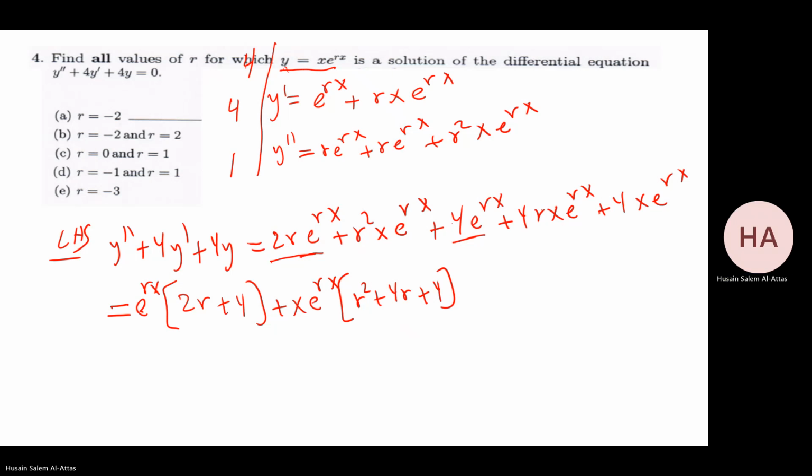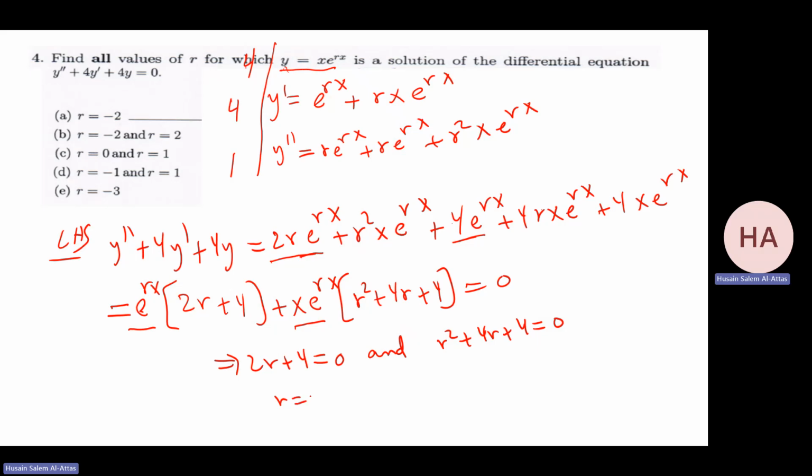I know this is true for all x, so e to the power rx cannot be 0, and this is equal to 0. So I need 2r plus 4 equals 0, and I need r squared plus 4r plus 4 equal to 0. I need both of them. So r equal minus 2. Here also, I have r plus 2 all squared, so r equal minus 2. In both cases, I have r equal minus 2. So the answer is this.